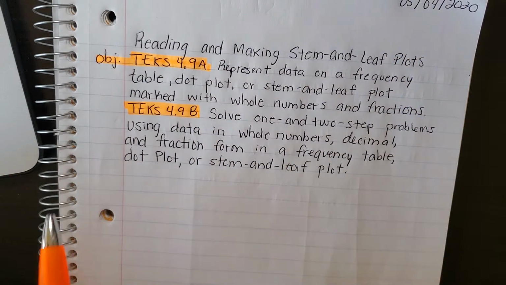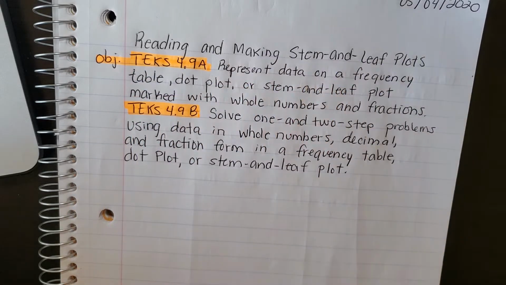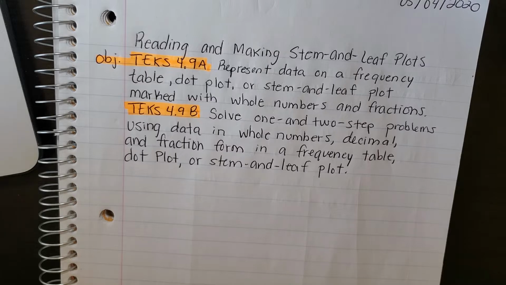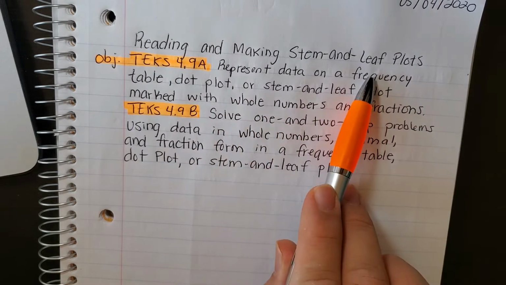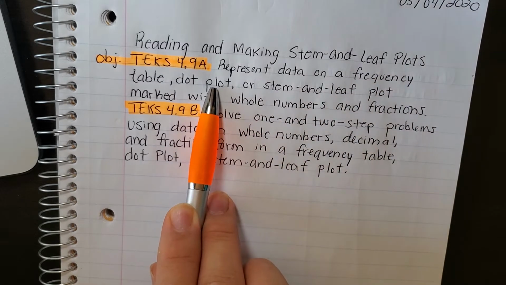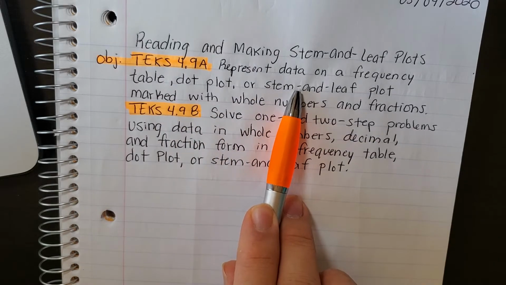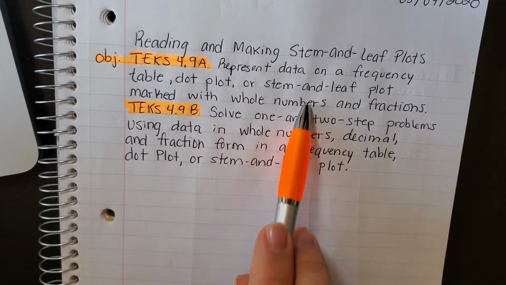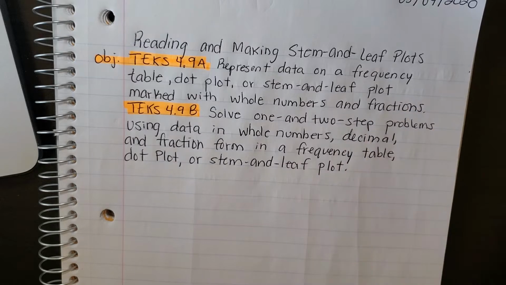The title of our lesson is called Reading and Making Stem and Leaf Plots. We are still talking about data. So this is another form we can organize data when we're using different tables. Our first objective is TEKS 4.9a, represent data on a frequency table, dot plot, or stem and leaf plot, marked with whole numbers and fractions. We already did the frequency table with Ms. Gallardo, the dot plot you did last week with me, and today we're going to cover the stem and leaf plot. We're still going to be using whole numbers and fractions as our numbers.